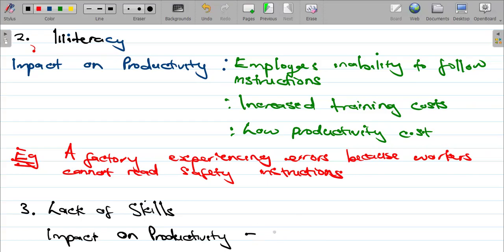The impact includes reduction in efficiency and innovation.